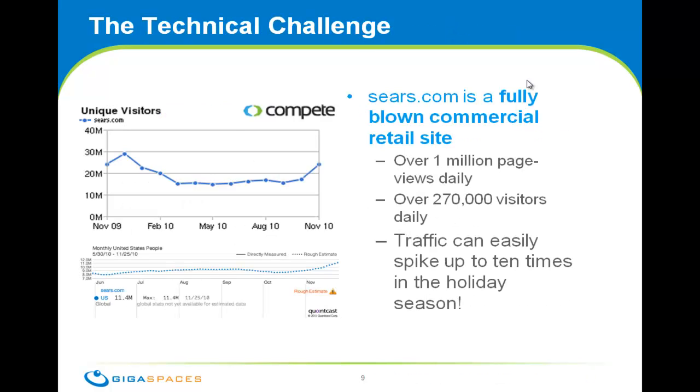So why is this hard to do? First of all, let's take a look at a few numbers. Sears.com is a traditional, fully blown commercial retail site. It's fairly similar to some of the bigger players on the market, like Amazon, Walmart, etc. Taking some Comscore numbers, we have over 1 million page views daily. So that translates to over 30 million monthly page views.